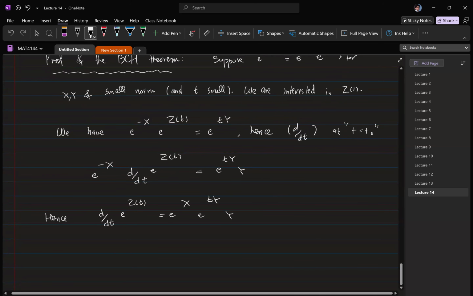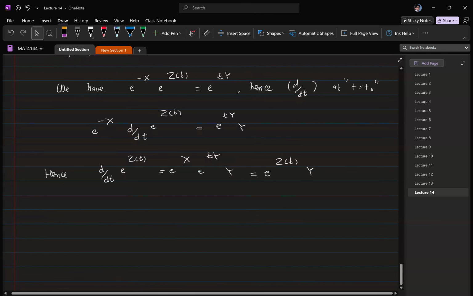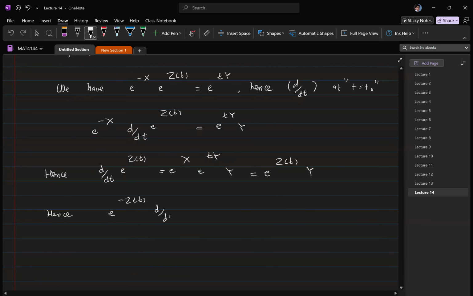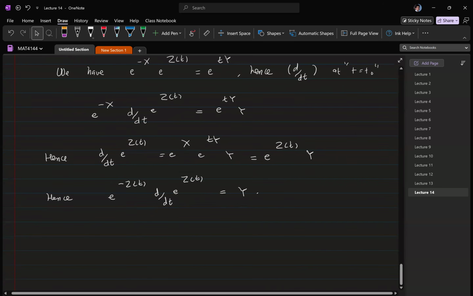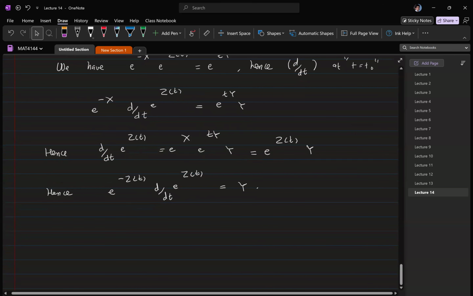So d dt e to the zt is e to the x, e to the ty, y. But e to the x, e to the ty is just e to the zt by definition, right? And this means now I can isolate y in some sense, put all the zt's on one side. So I could write this as e to the minus zt d dt e to the zt equals y.